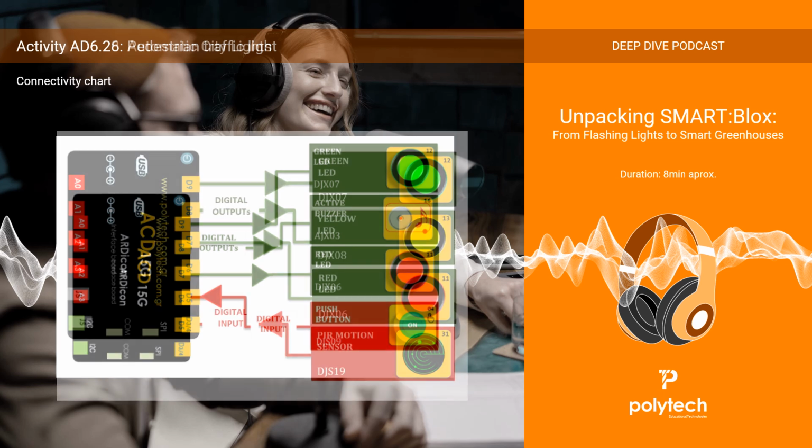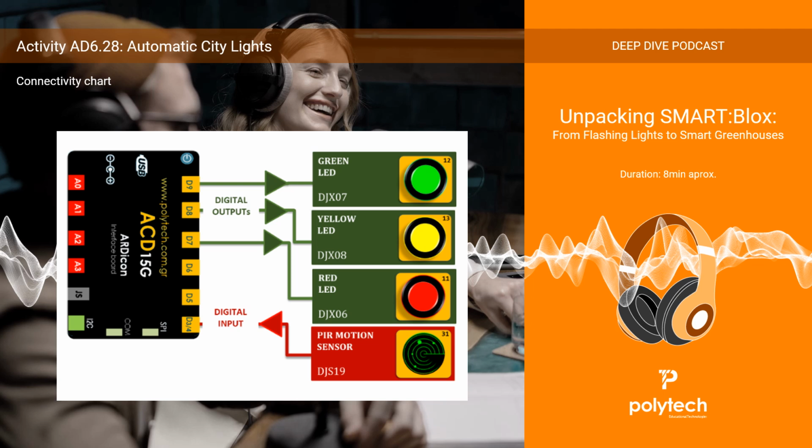Next, 5th grade one, 86.28, automatic city lights, uses a motion sensor. Yeah, similar concepts, digital write, digital read. But now the input is environmental. A motion sensor, DJS19.